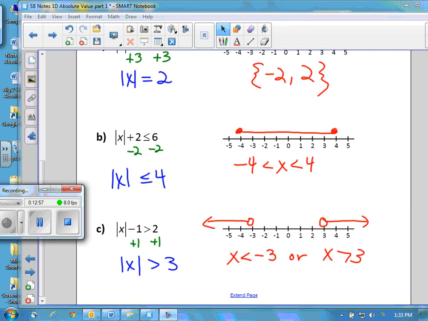That's the end of the notes. Tomorrow in class, we will be doing some more complex problems with things other than just x inside the absolute value, but it will help to have a sense of how we solve absolute value problems.